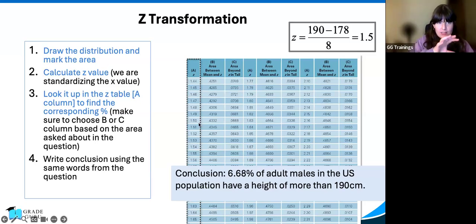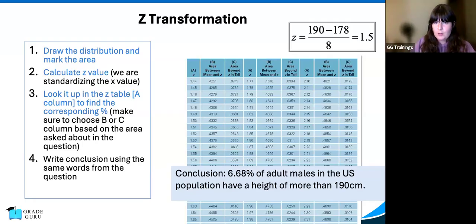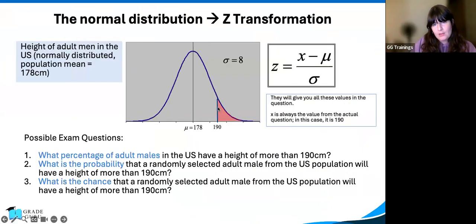And then once we found our Z value, we need to align it with either the number in the B column or in the C column. Now I want you to look at the B column and C column description. Do you see B says area between the mean and the Z value, right? And C column says the area beyond the Z value in the tail. So if we go back to the previous slide, this red area that they asked about, is that area between the mean and Z, which would also be the X value of 190, right? Or does it go out into the tail?